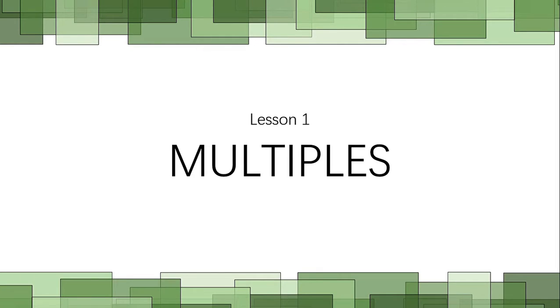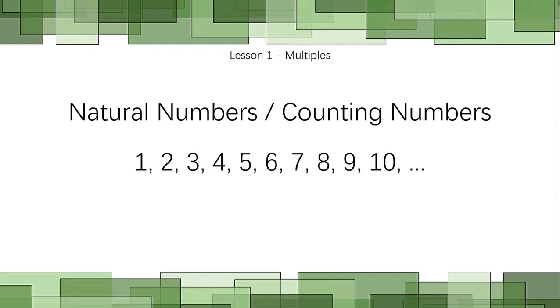Before anything else, let us first define what natural numbers or counting numbers are. Counting numbers, as the name implies, are the numbers that we use for counting, starting from 1, 2, 3, and so on. Now that we defined what counting numbers are, let's get started.